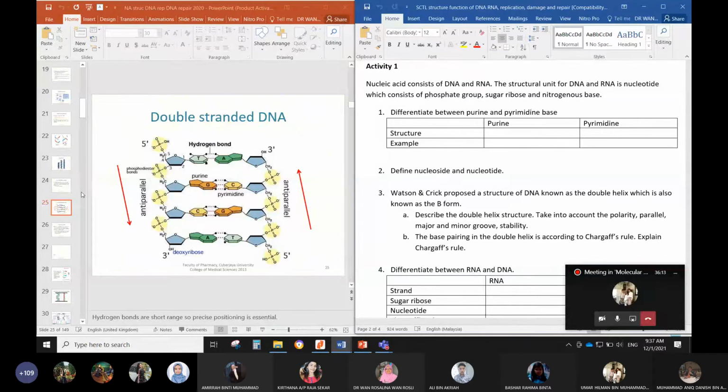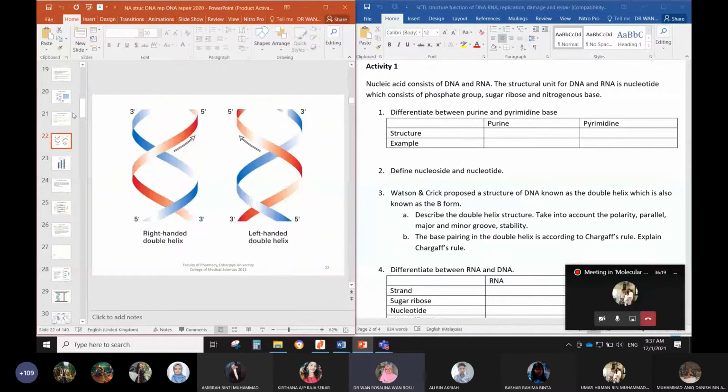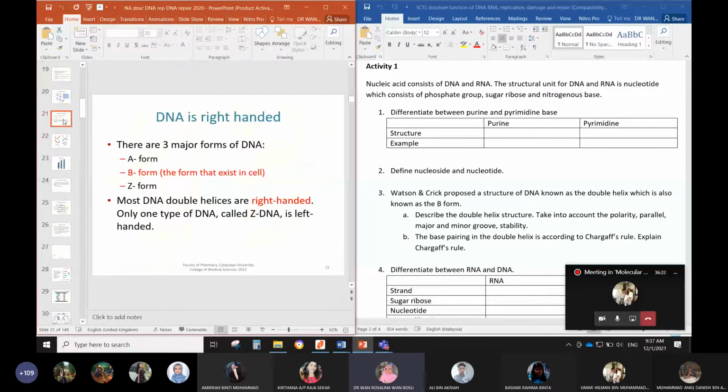The structure resembles a twisted ladder. Yes, all right. And there is a handedness in the double helix, which is right-handed.